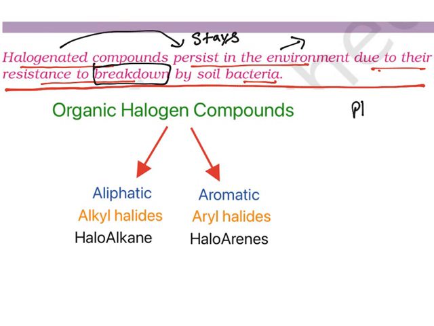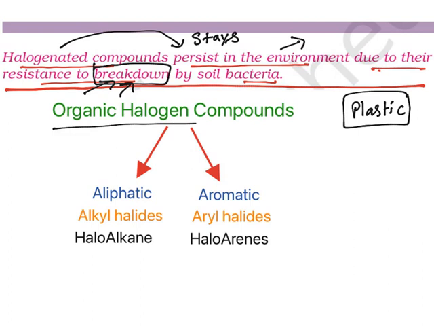It is like plastic. Plastics are not degradable. They stay for a longer period of time in the soil, and that is what causes major pollution. Halogenated compounds are also a kind of soil pollutant because they are not degraded or broken down by soil bacteria. So the inference of the statement is that when these halogenated compounds are in the soil, they may cause soil pollution.